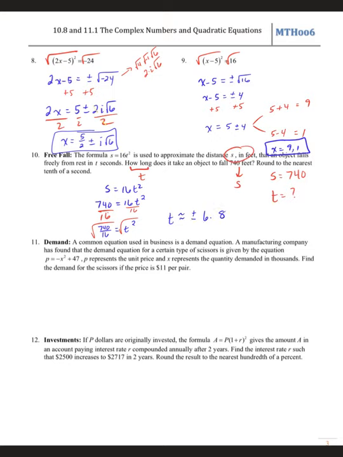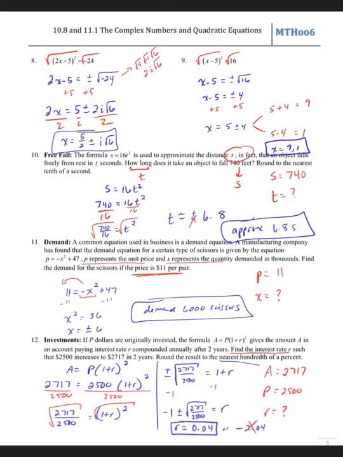Now, what we have to think about is, do we want plus or minus? We want to talk about the time it takes the object to fall. Could it take a negative 6.8 seconds? We think no, that wouldn't make sense. So we don't want to include the negative here. So we can say approximately 6.8 seconds would be our answer here. So now what I want you to do, pause the video, read through 11 and 12 and see how you do with those.